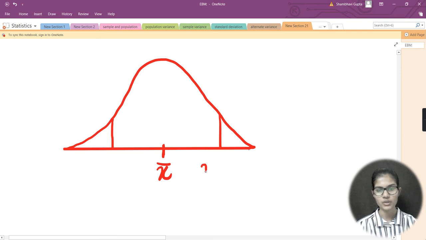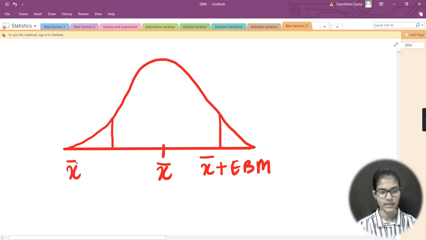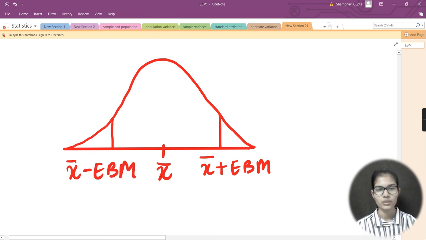At this point, my format will be x bar plus EBM, error bound mean: x bar is my mean plus error bound mean. On the other side, on the left side of the x bar, it would be x bar minus EBM. So make sure to write this properly: on the right hand side it is x bar plus EBM, and on the left hand side it is x bar minus EBM.